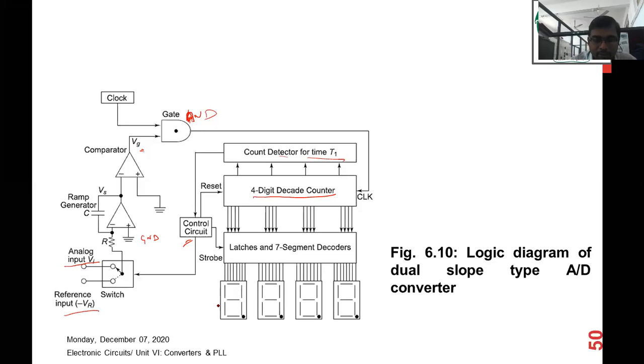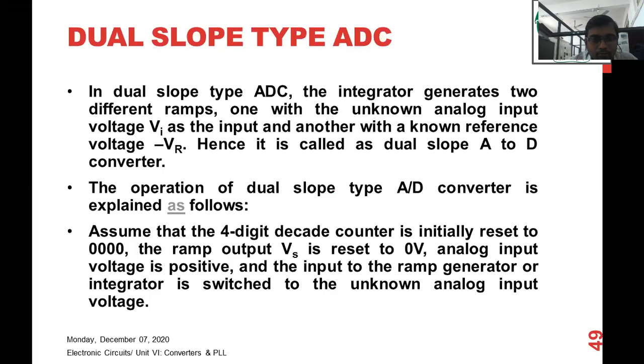That output would be displayed as a digital output. Now consider the operation of the dual slope type A to D converter. Assume that the 4-digit decade counter is initially reset to 0000, and the ramp output Vs, the integrator output, is reset to 0 volt.